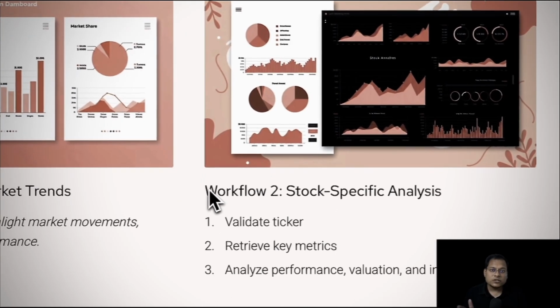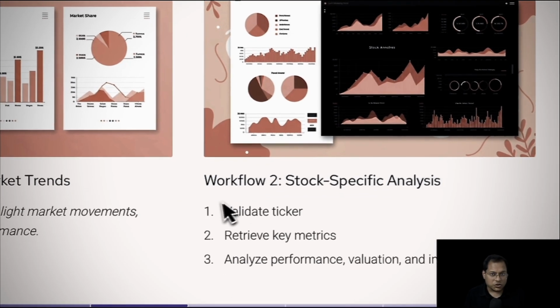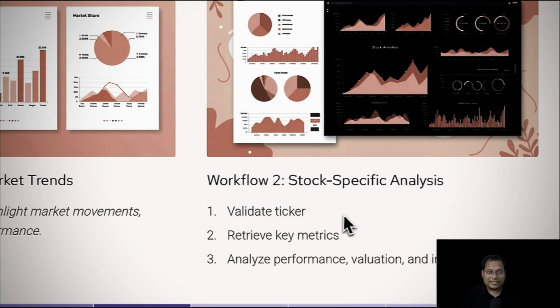First, the system is going to validate the stock ticker to ensure it is correct. Next, it retrieves key financial metrics using get stock fundamental indicator matrix and get stock price matrix. And finally, the AI structures the insight covering performance trends, valuation ratios, and other indicators such as PE ratio, ROE, and earnings growth. That's why this system goes beyond simple data retrieval. It transforms raw numbers into structured, actionable insights.